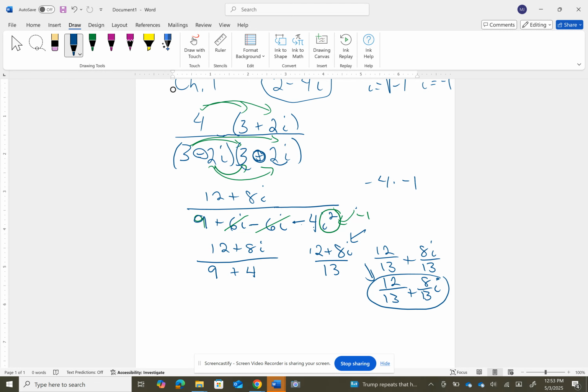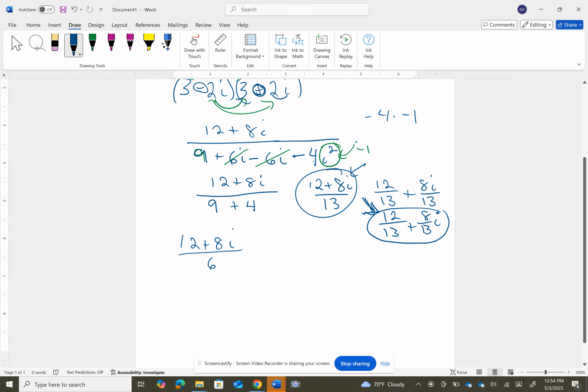You can just look at the answer choices, and you need to be able to recognize which of the answer choices is equivalent to what you got. So you might have thought this was it, but then you need to recognize that 12 over 13 plus 8 over 13i is equivalent to it. Okay? All right, you'd also have to fully simplify, and sometimes we mess that up. So let me ask you this. If this had been, say, 12 plus 8i, and it was over 6.